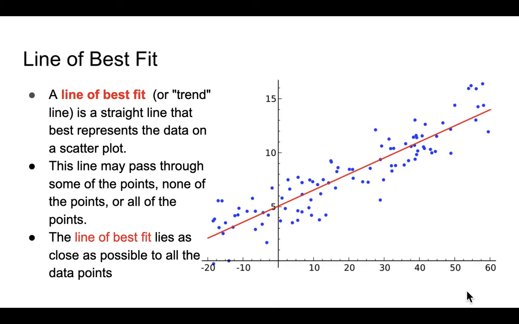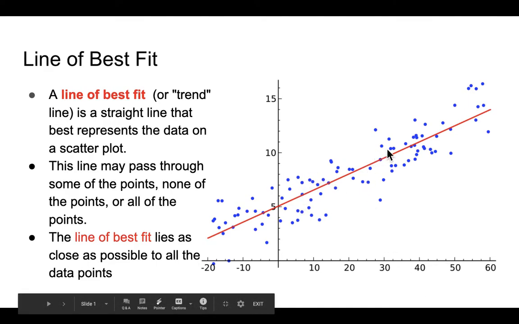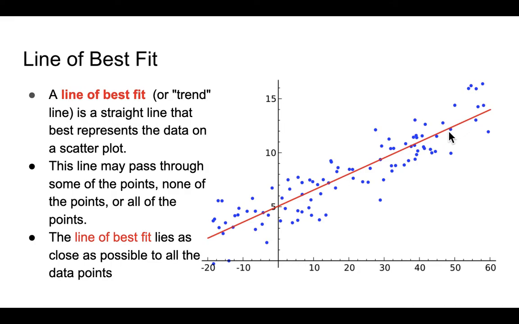Today we're going to talk about line of best fit and residuals. A line of best fit, or a trend line, is a straight line that best represents the data on a scatter plot. So here you clearly see we have a scatter plot. We have a bunch of information that we collected, and this red line would represent the line of best fit.